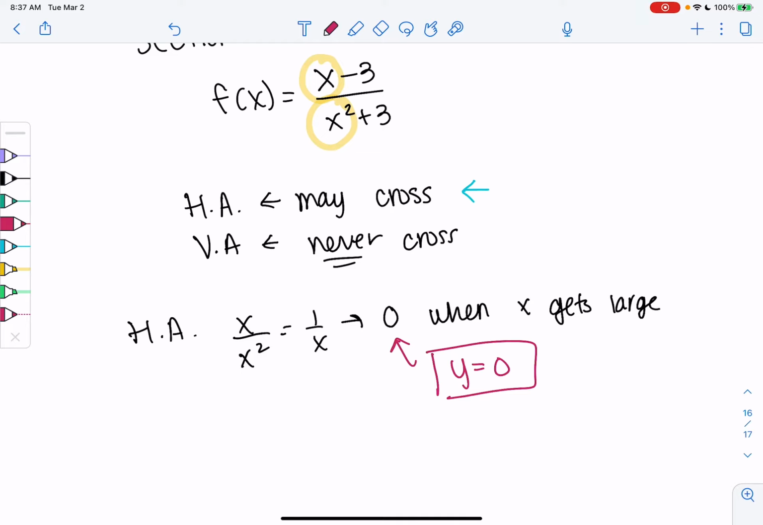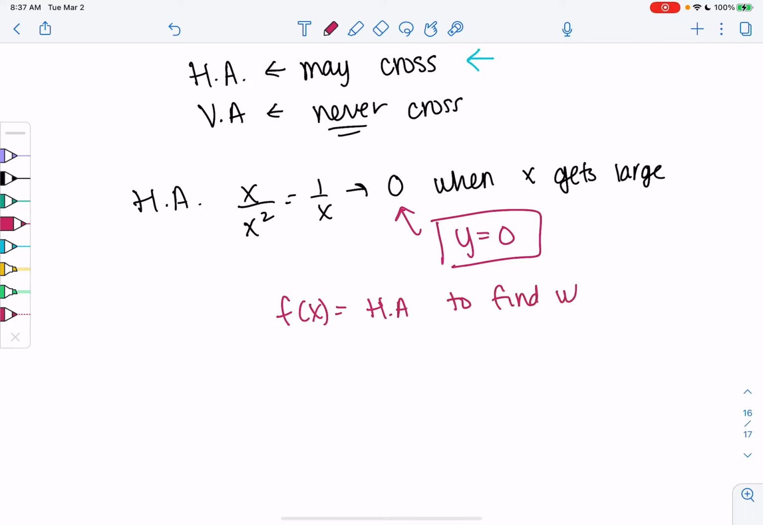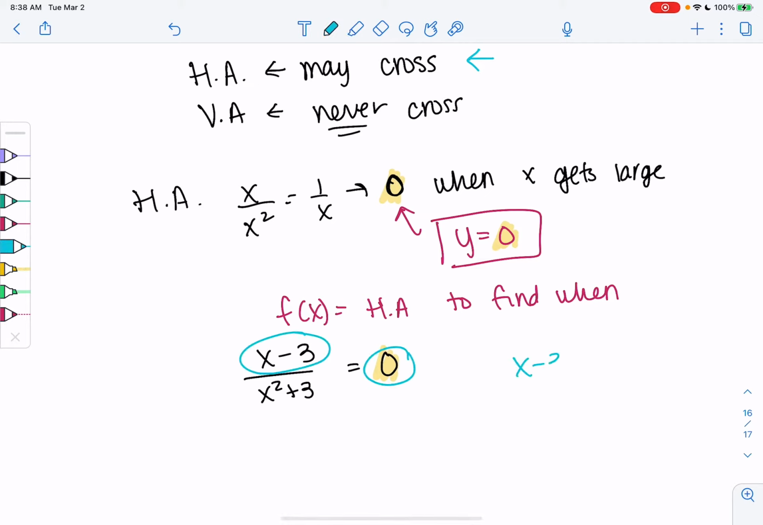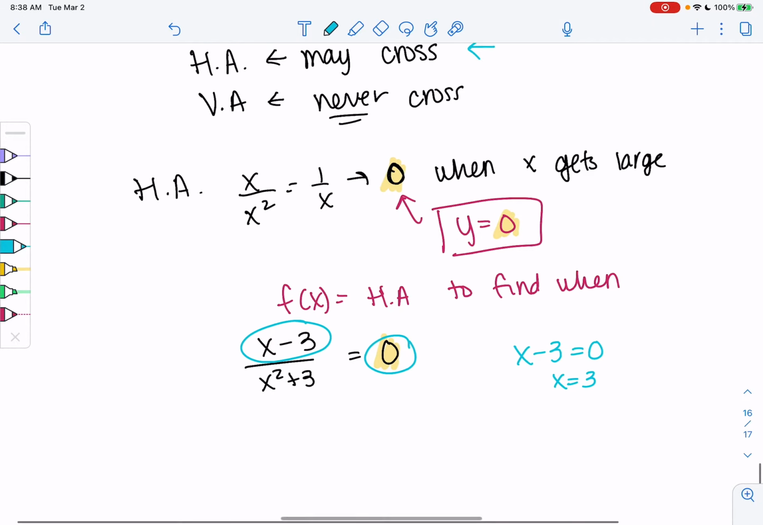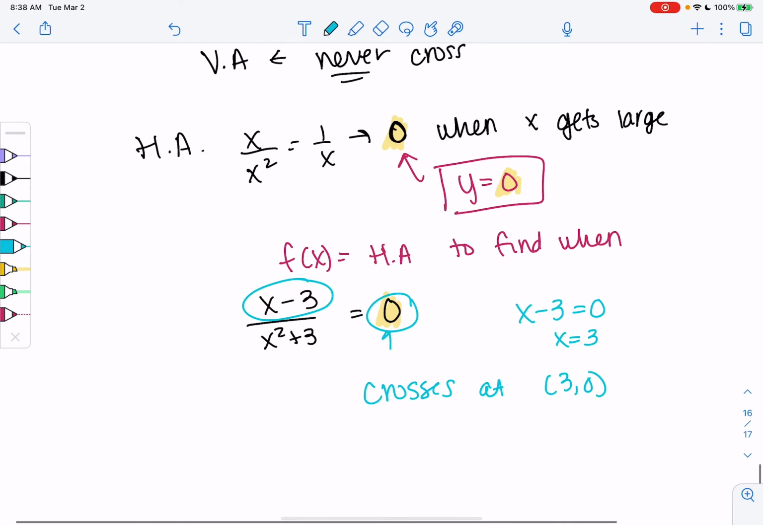And then we got a little hint that it crosses the horizontal asymptote in this example. So what we're going to do is set the function equal to the horizontal asymptote to find out when. So we take (x minus 3) over (x squared plus 3), and we set it equal to 0, because that's my horizontal asymptote. And rational functions equal 0 when the top equals 0. So x minus 3 equals 0, or x equals 3. So it crosses at (3, 0), right? The y value is 0, the x value is 3.